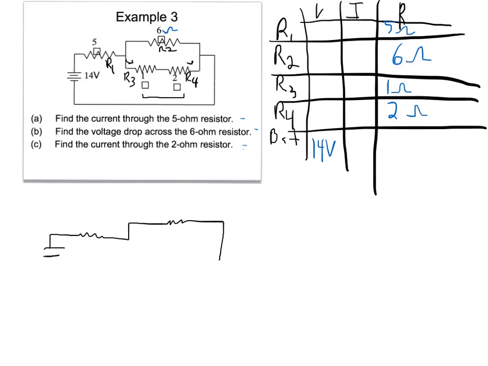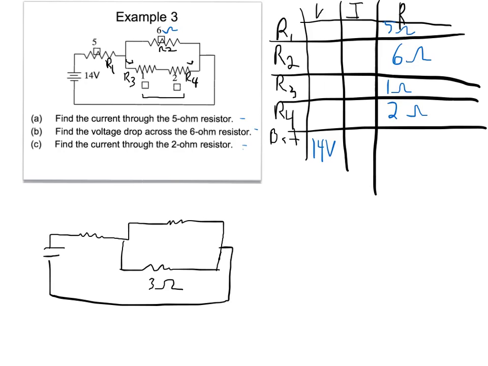And now I'm saying that R3 and R4 are in series, so together they are equivalent to, or the same as, a 3 ohm resistor. Take a second to convince yourself that that's right. If these two are in series, their equivalent resistance must be 3 ohms. So I could actually take those two out, replace them with a 3 ohm resistor, and it would be the same thing. So this is my new circuit.